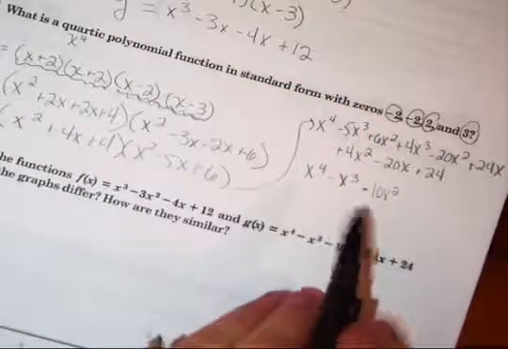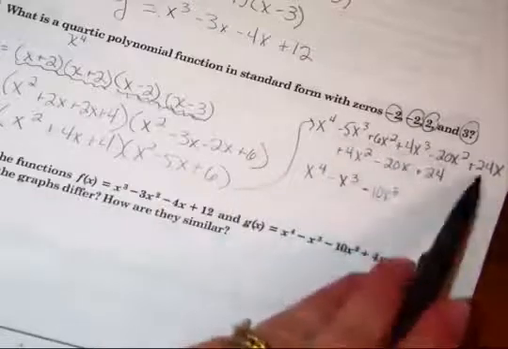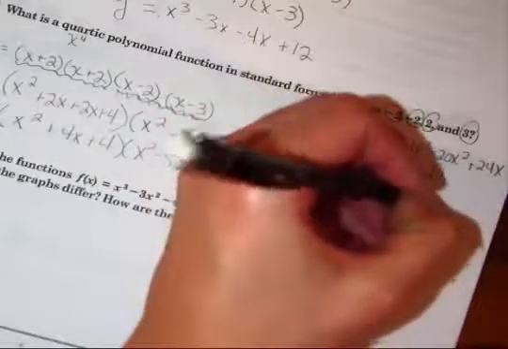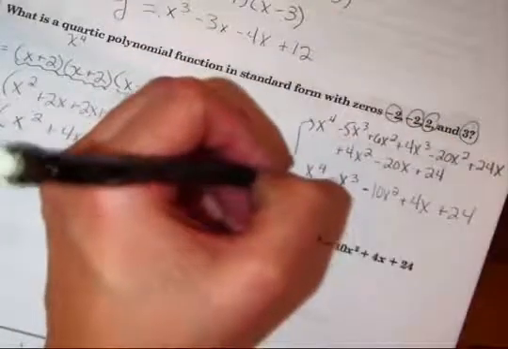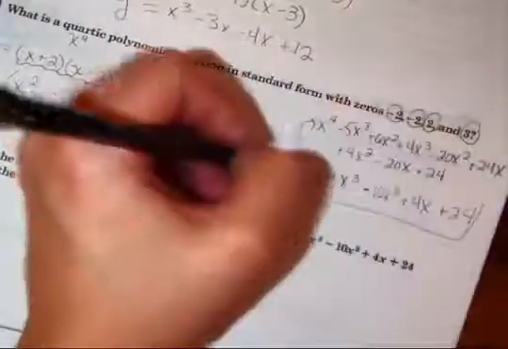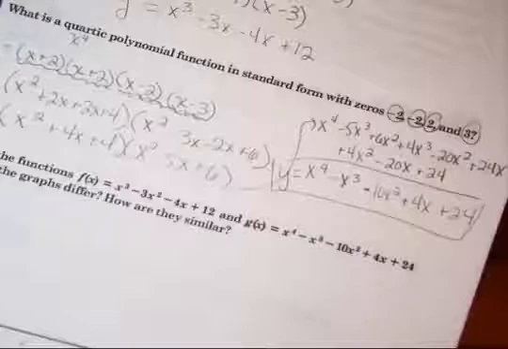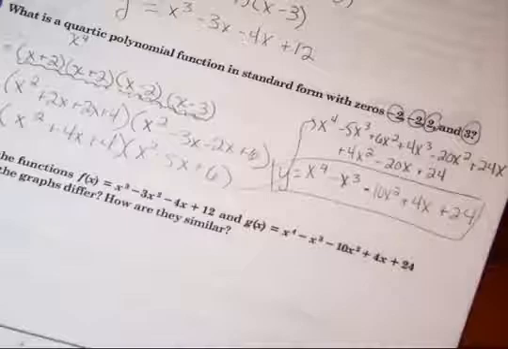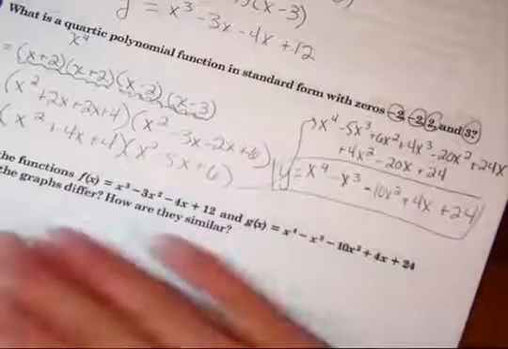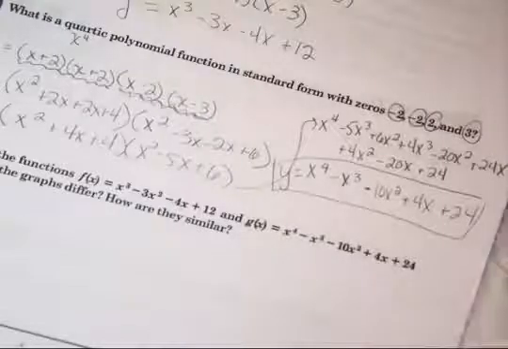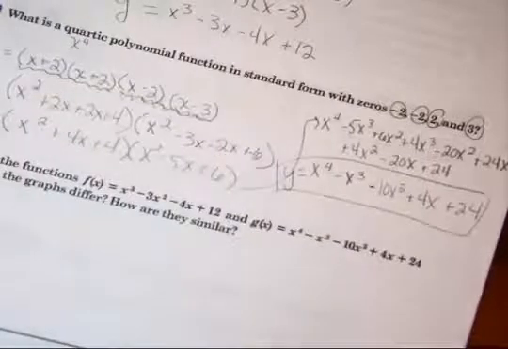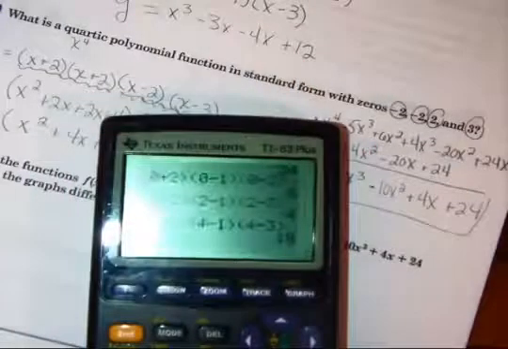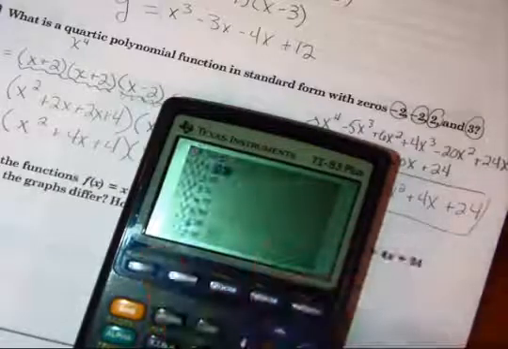And now let's check out the x's. We have 24 minus 20 is plus 4x. And last but not least is the constant of 24. So our final equation is y equals x to the 4th minus x cubed minus 10x squared plus 4x plus 24. Now what they want us to do is to put these on our calculator and to compare them one to another. Okay? So if we do that, you ready? I'm going to get my calculator. Let's type each equation in to y equals.